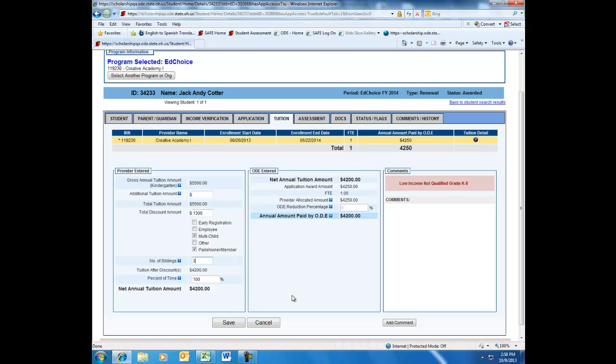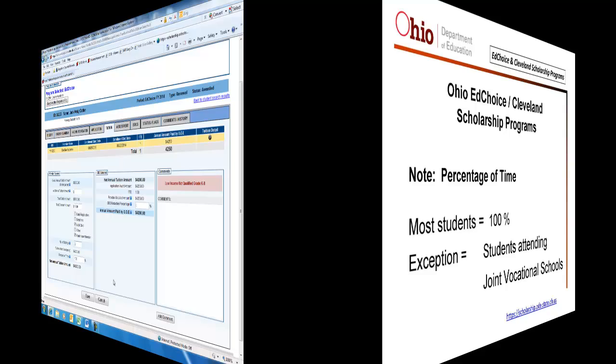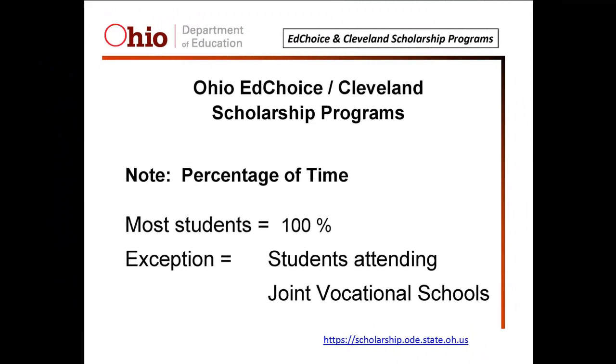Next, enter the percent of time the student is at the school during the day. Note: percent of time means the percent of the student's school day that is spent at the non-public school. For the vast majority of students, this should be 100%. Exceptions might include a high school student attending a joint vocational school for part of the day.